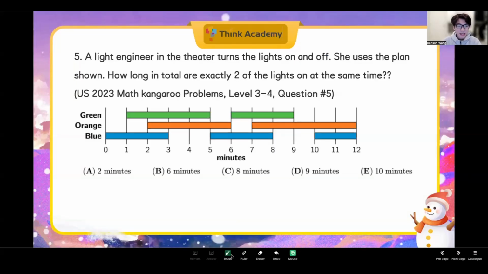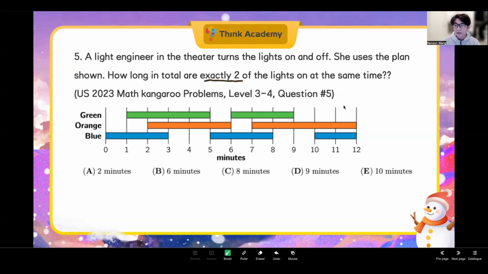Let's continue to take a look at question 5 of Math Kangaroo Level 3 to 4, 2023. A light engineer in the theater turns the light on and off. She uses the plan as shown. You see the green, orange, and blue. How long in total are exactly two of the lights on at the same time?